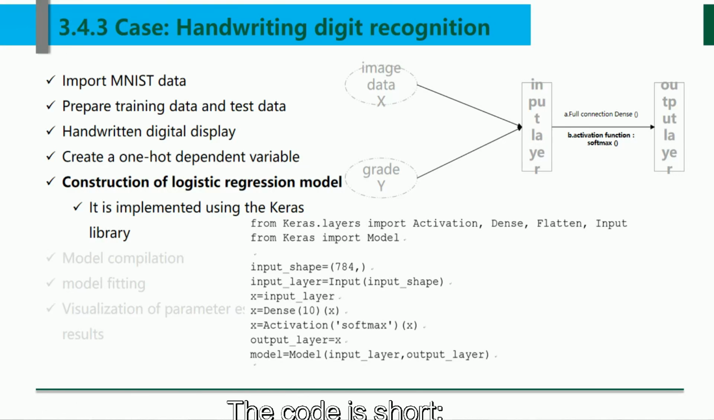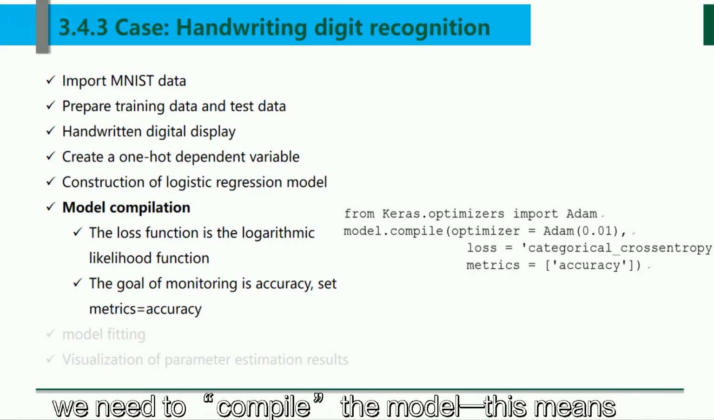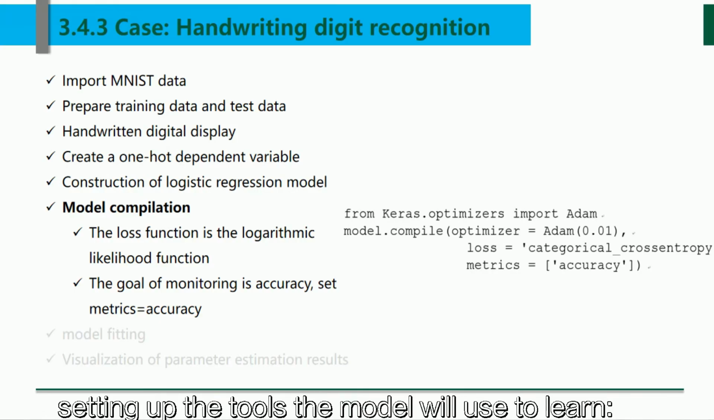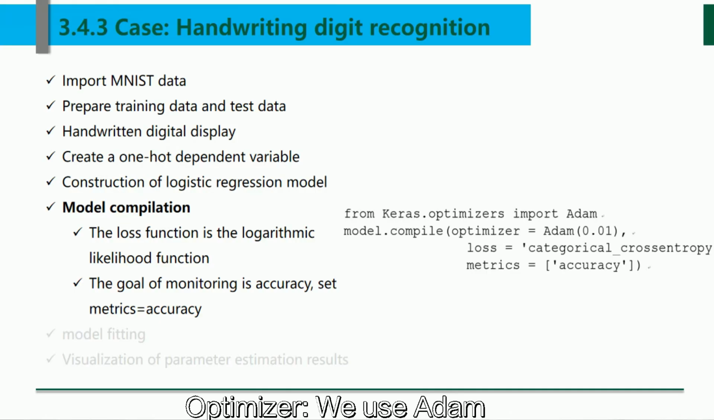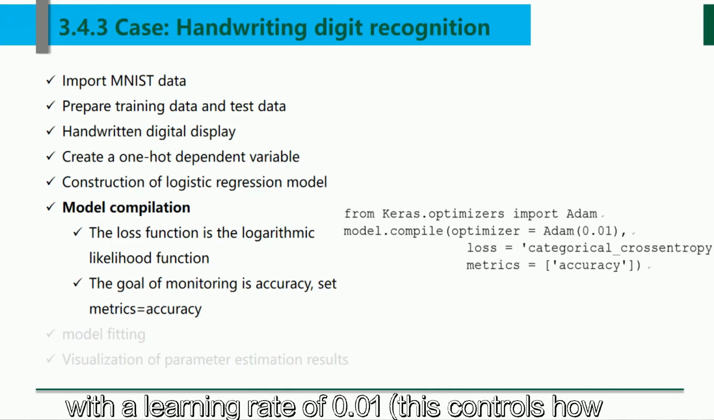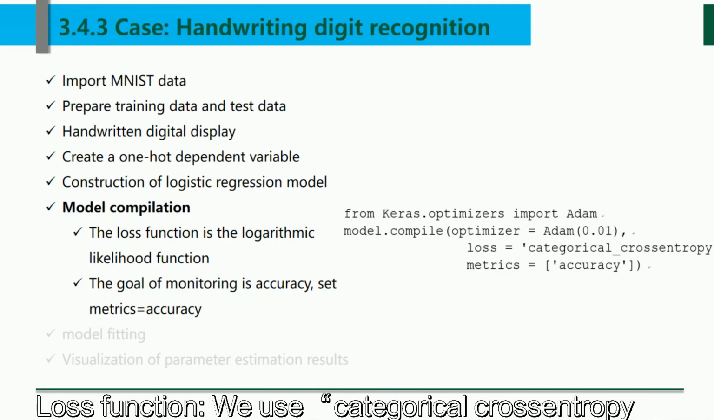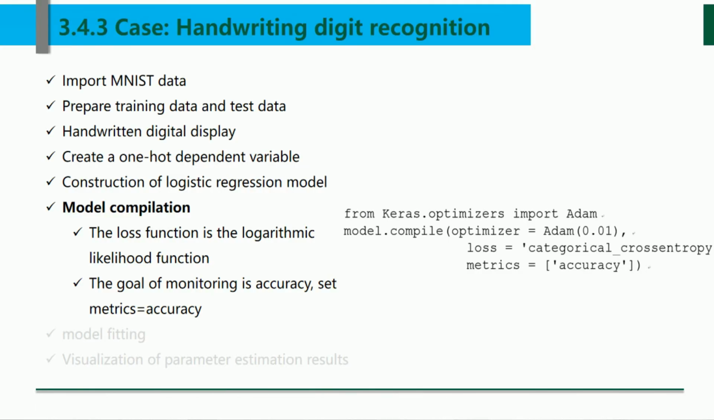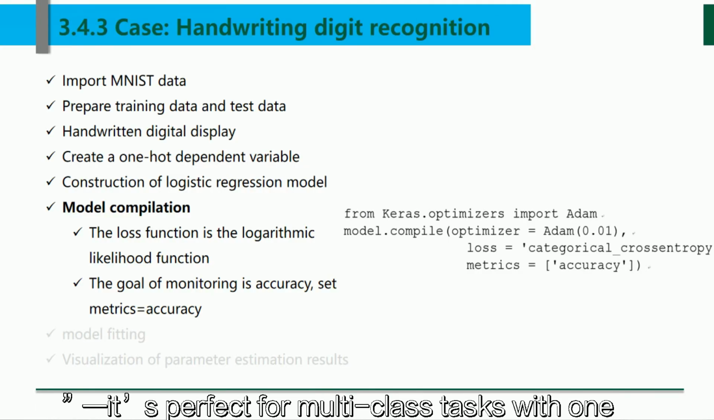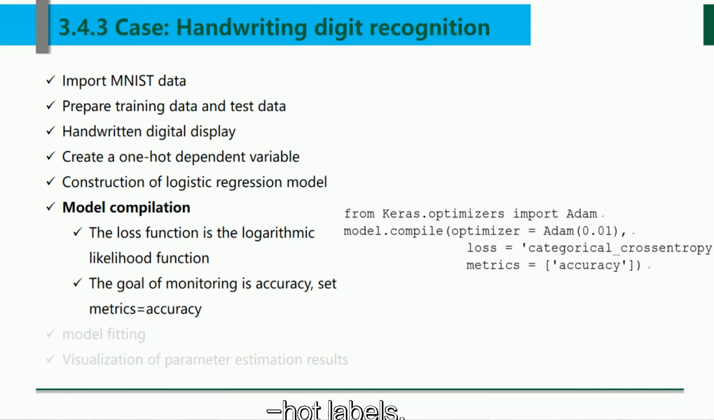The code is short. Before training, we need to compile the model. This means setting up the tools the model will use to learn. Optimizer: we use Adam, a common and efficient optimizer, with a learning rate of 0.01. This controls how big each step the model takes to improve is. Loss function: we use categorical cross-entropy.